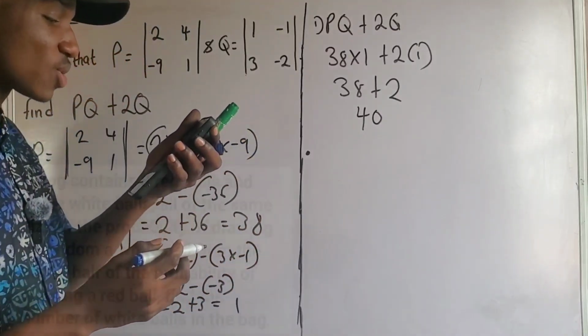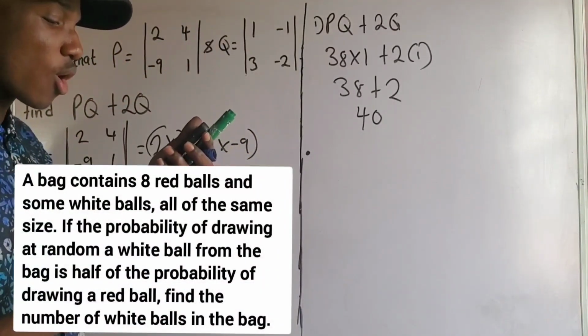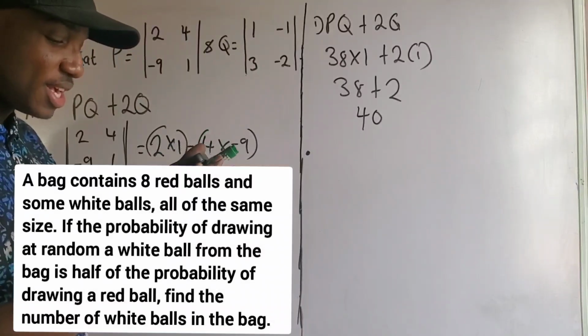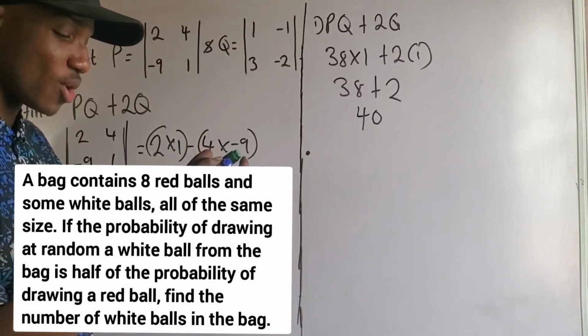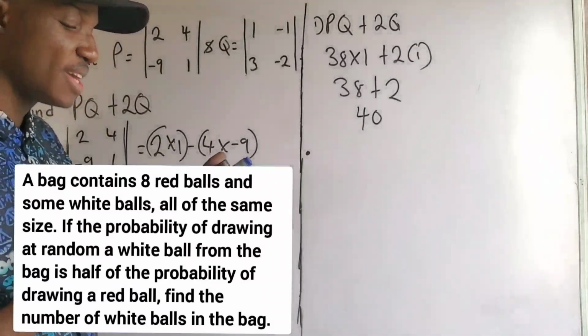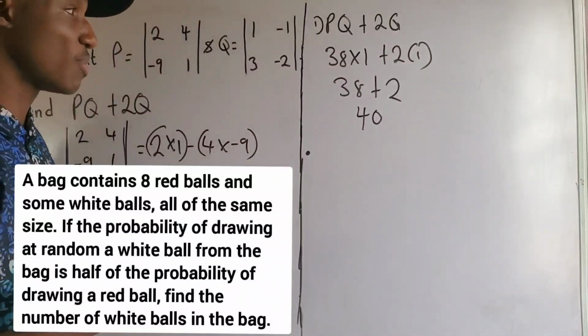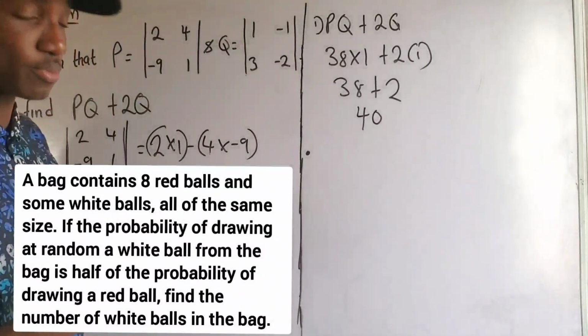A bag contains 8 red balls and some white balls, all of the same size. If the probability of drawing at random a white ball from the bag is half the probability of drawing a red ball, find the number of white balls in the bag. Okay, look at that question. That question is coming from a topic known as probability.